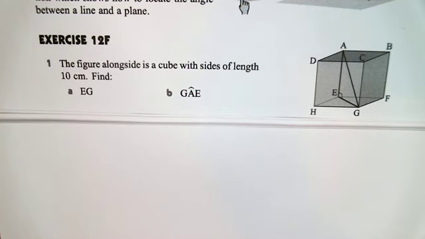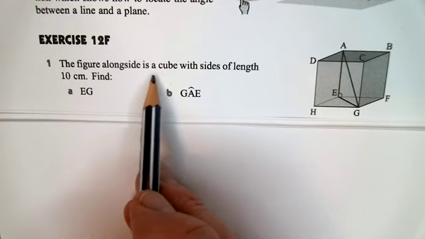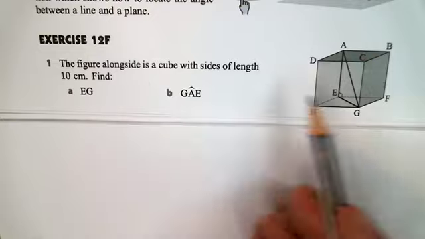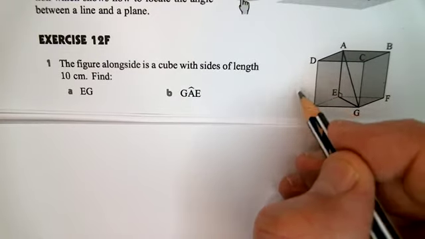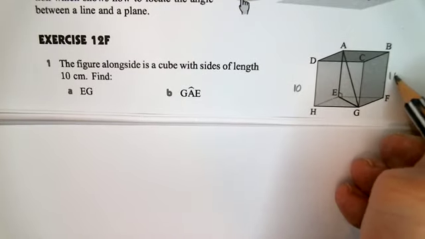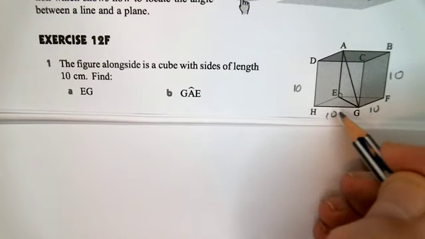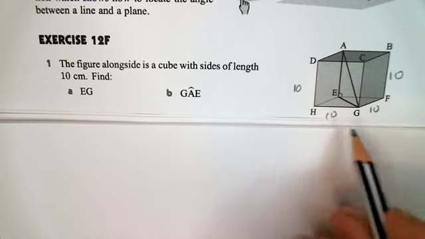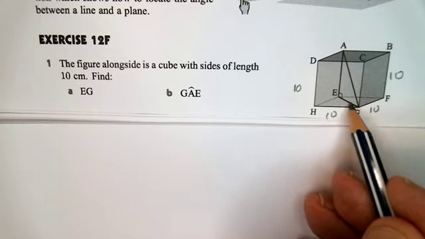We actually covered this in class, but I've had a couple of questions on it, so I'm going to just go through this to make sure everyone's happy. It says the figure alongside is a cube with sides of length 10 centimeters. So this is going to be 10 here, 10 here, 10 here, 10 here, and so on. And it says find EG, EG meaning the diagonal.